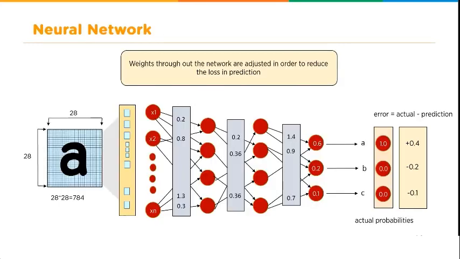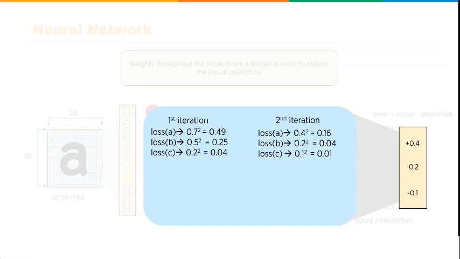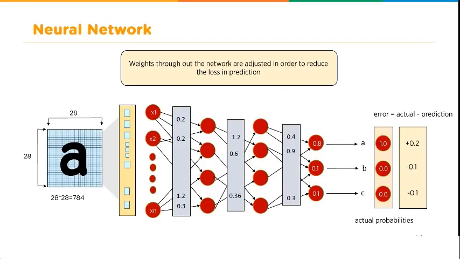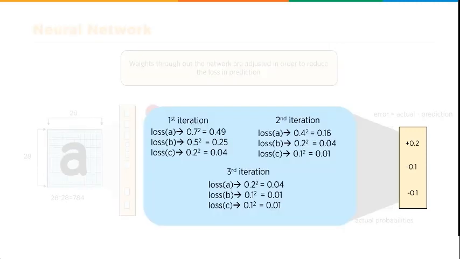Weights throughout the network are adjusted in order to reduce the loss in prediction. And of course we do that by doing a second iteration, coming through with our different losses. And then weights throughout the network are adjusted in order to reduce the loss in prediction again. And we do a third iteration. And we just keep doing these iterations until we get the right value.